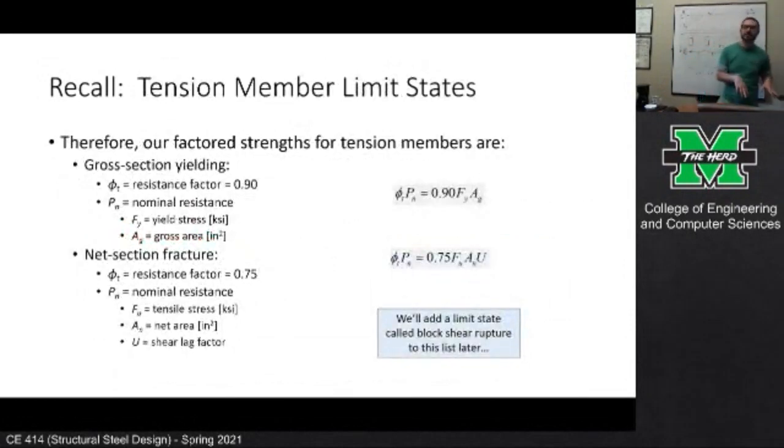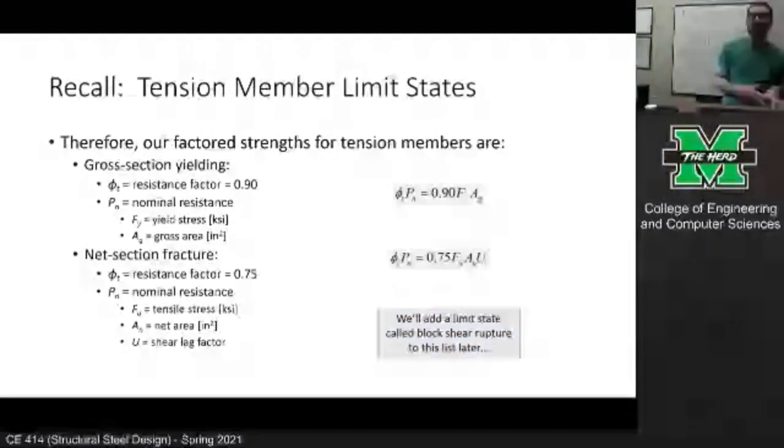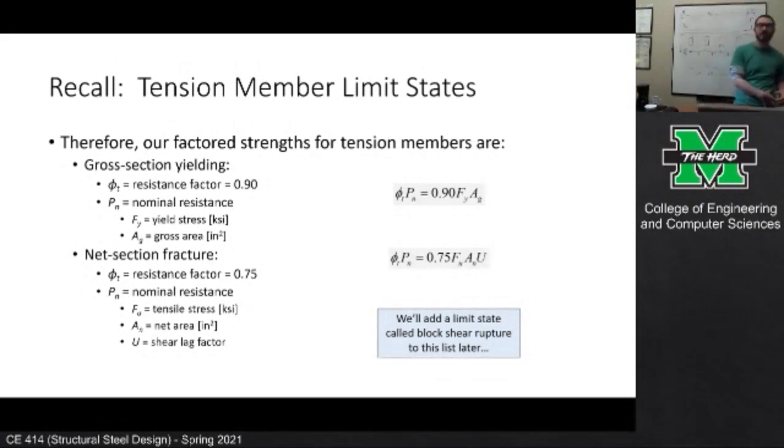Now, on the resistance side of things, we have two limit states that we're assessing, so we're going to have two different φPn values that we're going to compute. We're going to have our gross section yielding φPn and our net section fracture φPn. For gross section yielding, our phi is 0.9, and the resistance is Fy times the gross area. And for net section fracture, our resistance factor is 0.75, and the nominal resistance is Fu times the net area times our shear lag factor.